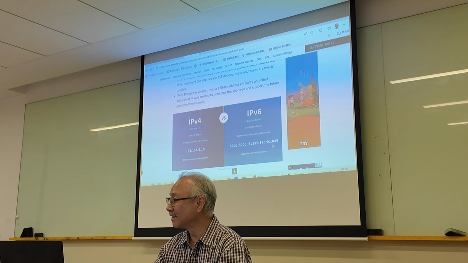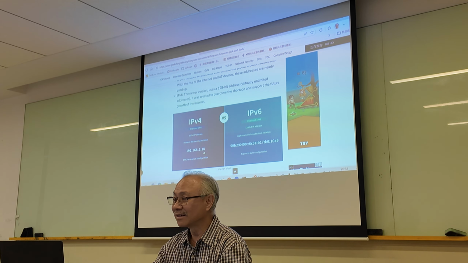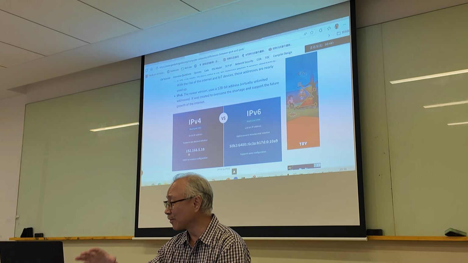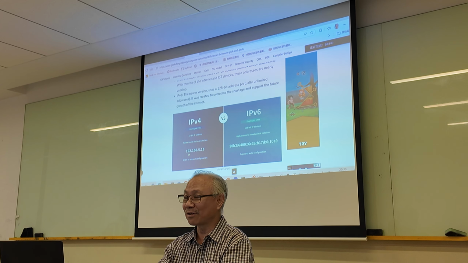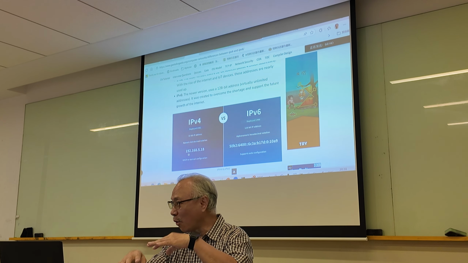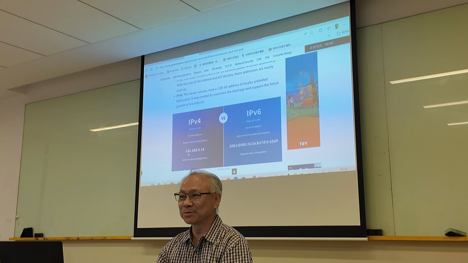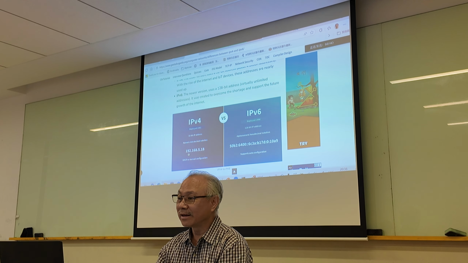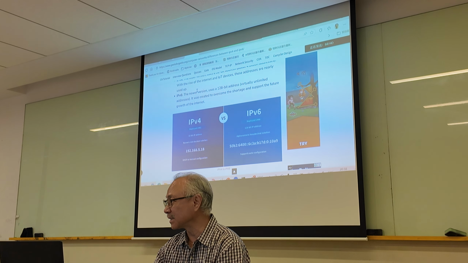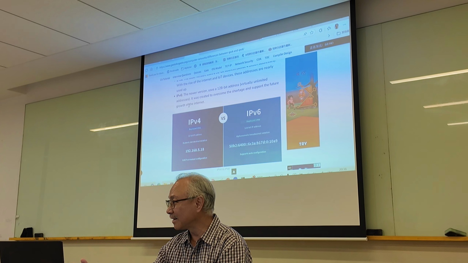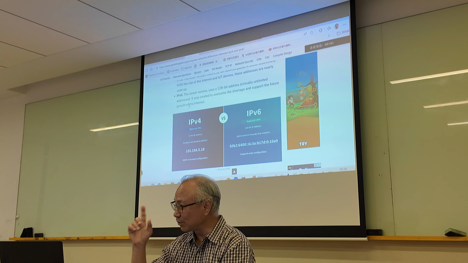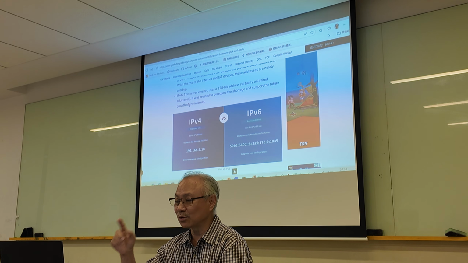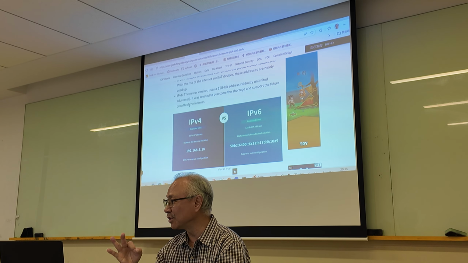Everybody uses 192.168, this is the private addresses. All the routers in the whole world are using this number. This is a private address. There are 3 ranges of private addresses: 10, then 172.16 to 172.20, and 192.168. Only 3 ranges.